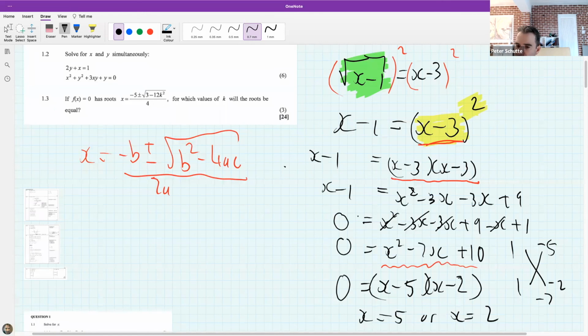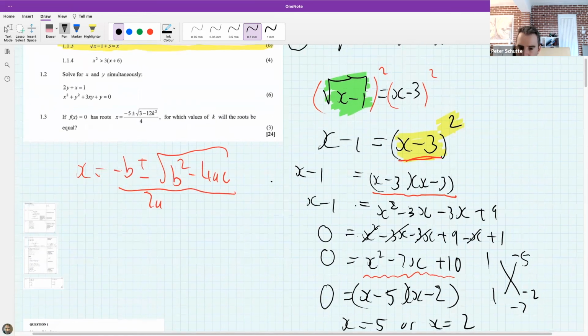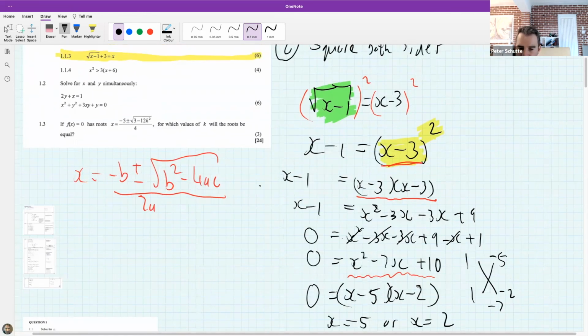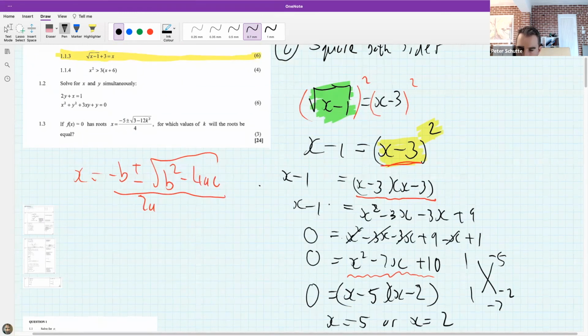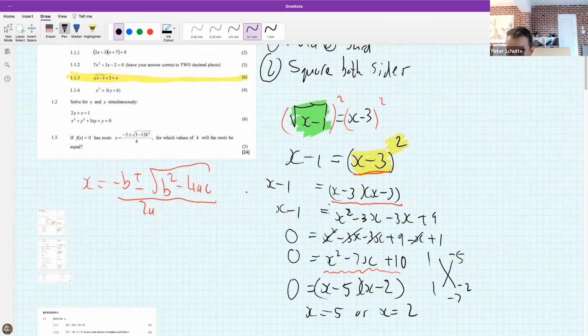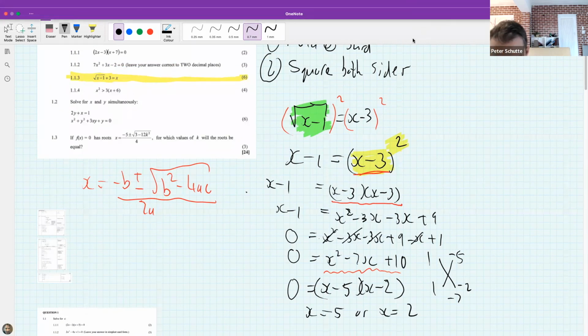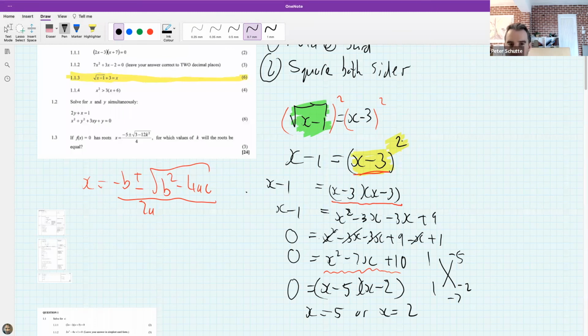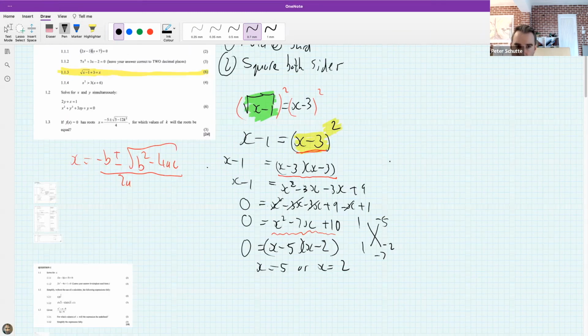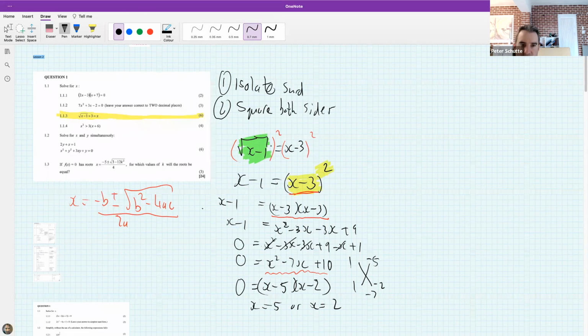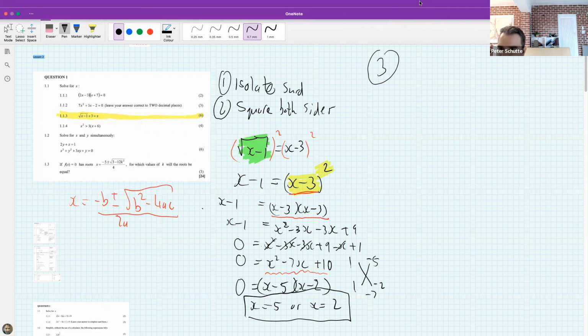So what I'm getting is x is 5 or x is 2. But in a surd equation, there's one more final step that I need to do. What is the final step in a surd equation? If you look at what I've done, isolate the surd, square both sides, but there's one more final step I need to do. And these were my answers. What is that step I need to do?